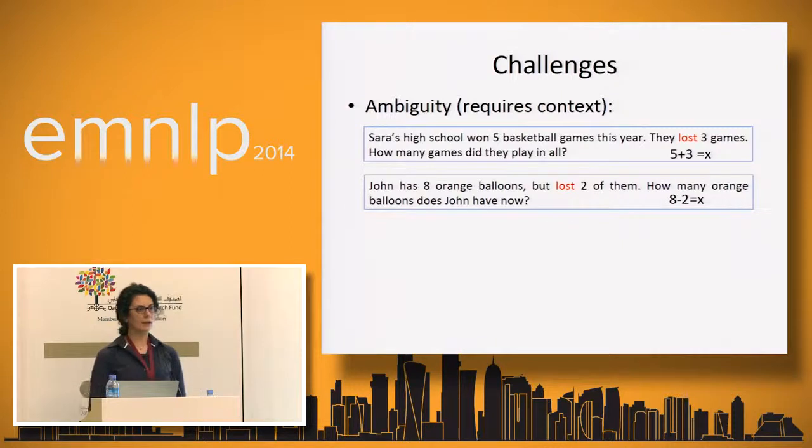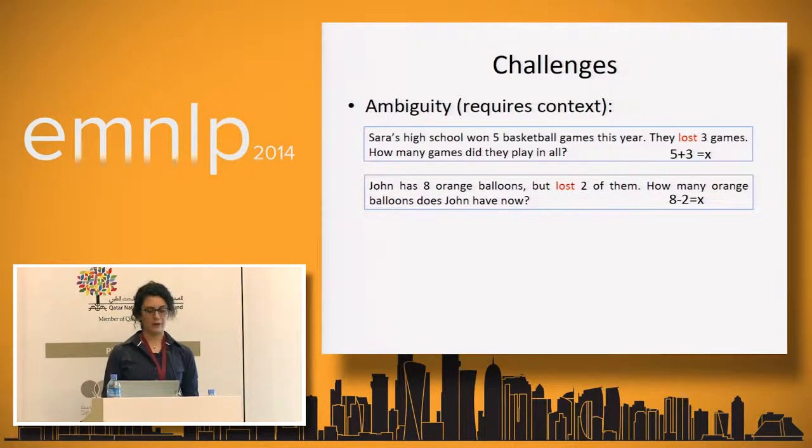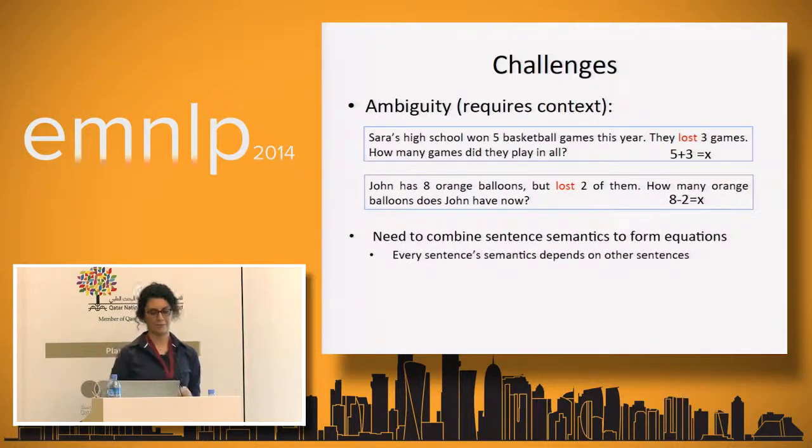So verbs play a crucial role in understanding these stories and forming the final equations, but at the same time, they are ambiguous. For example, look at the verb lost here. In the first story, Sarah's high school won 5 basketball games and they lost 3 games. We need to translate this verb lose to an addition operation, right? Because to understand the total number of games, we need to sum over lost and won games. But for the next story, John has 8 orange balloons but lost 3 balloons. We need to do a subtraction. We need to translate the verb lose to a subtraction.